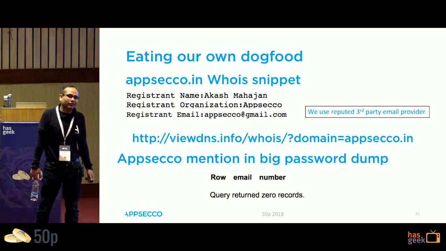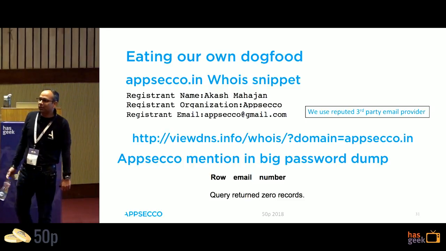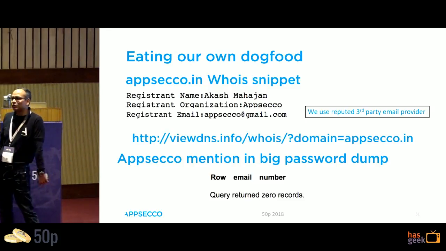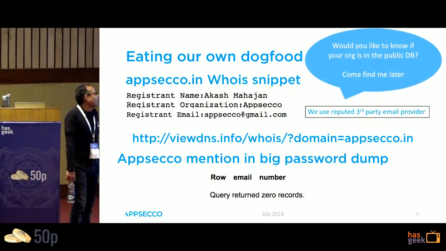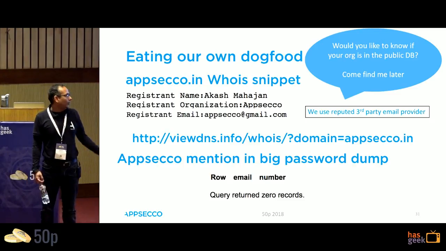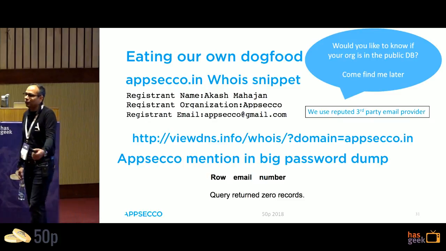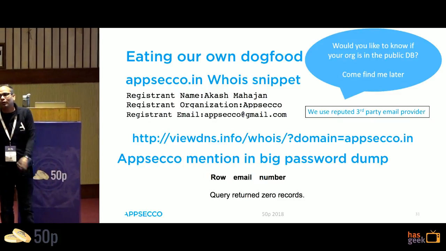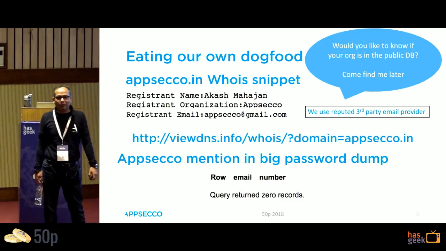Basically tells us that we are too small and our employees have had some discipline. We are a security company, right? So they had the good sense to not use the Appsecco email ID everywhere. So that was good. If you would like to know if your org is in the public DB, come see me later, right? The dump is ready. We just have to run a query, right? I promise we will not look at the password. We'll just look at the usernames. You just want to know if it's there, right? We don't really care about the password.